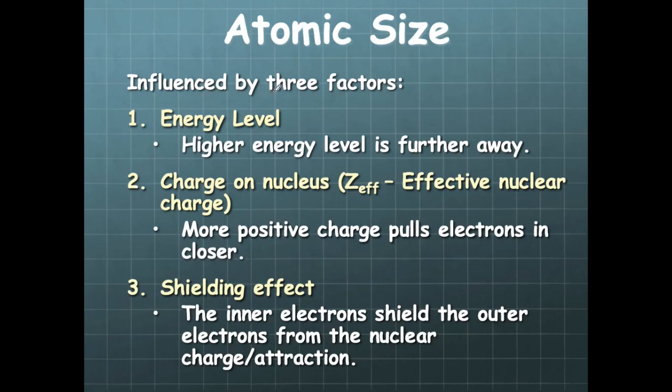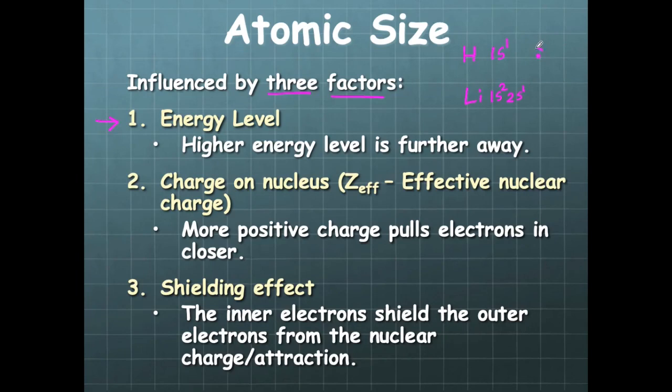There are three factors that affect the size of an atom, and we'll be looking at all three of them one by one. We'll start with the first one, which is energy level. A higher energy level is further away from the nucleus. Let's compare two different atoms, hydrogen and lithium. They both are in group 1, and hydrogen has electron configuration 1s1 and lithium has electron configuration 1s2 2s1.